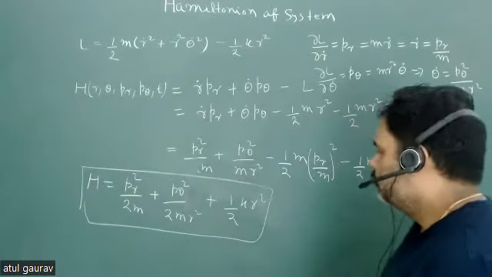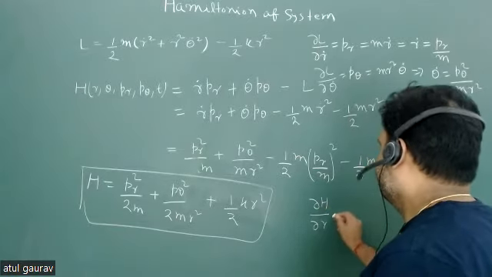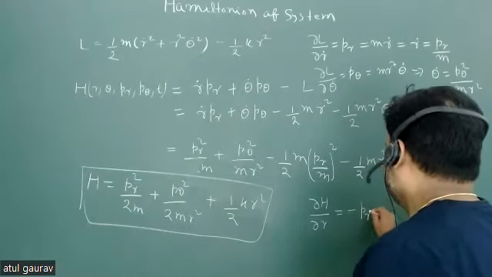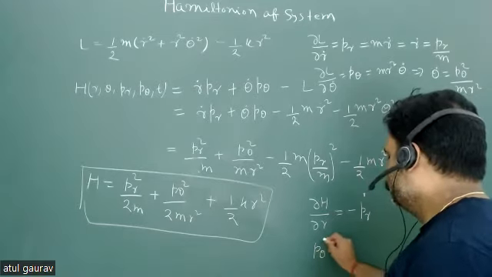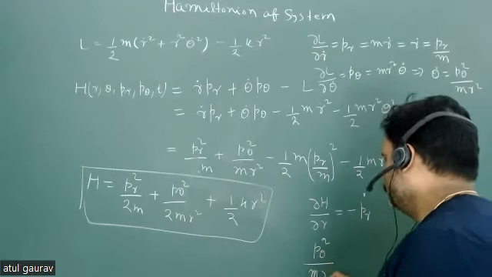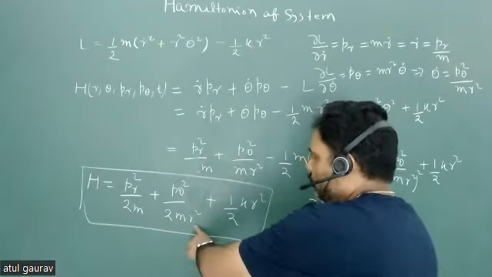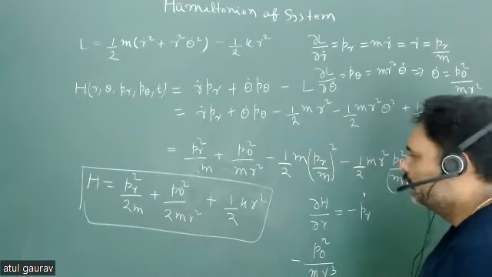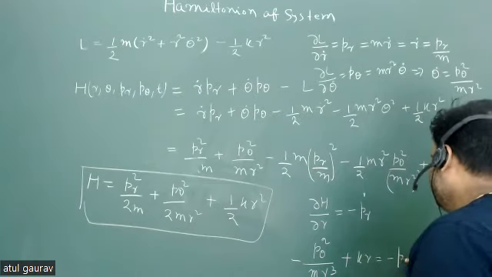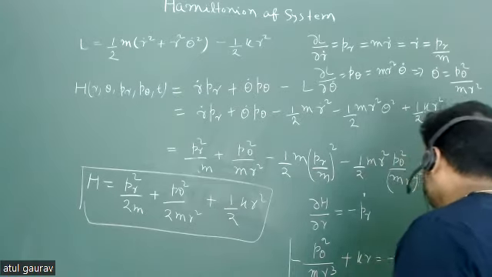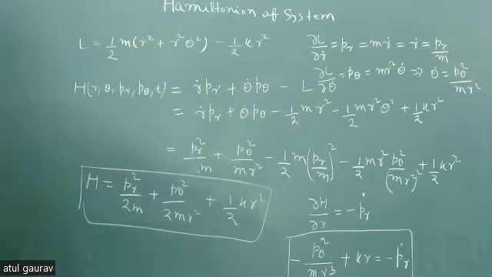Okay. So let's go for the first equation: del h upon del r is nothing but minus pr dot. When we go for del h upon del r, this value is minus p theta square upon m r cube, since the minus sign is there. This r cube, minus 2 will go to minus 3, and 2 and 2 will cancel out. So minus 3 sign is there, and plus kr is equal to minus pr dot. So this is our first equation.